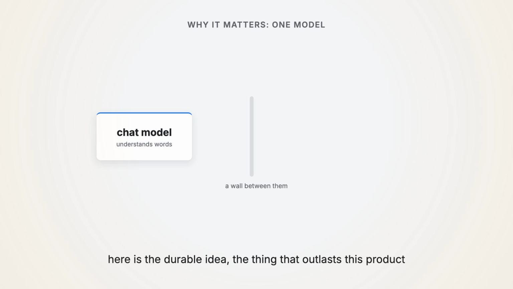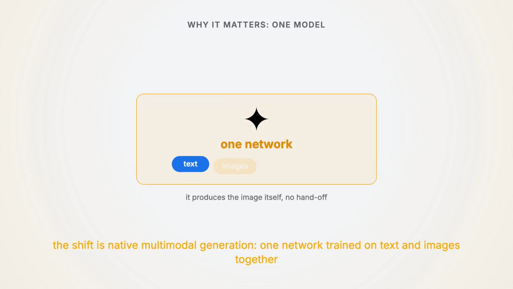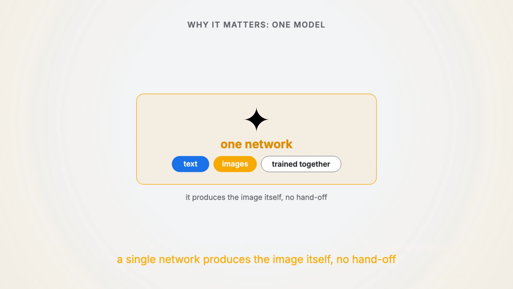Here is the durable idea, the thing that outlasts this product. For a long time, getting an AI image meant 2 separate systems in a relay. You talked to a chat model, and it handed your request off to a completely different image-making program, strangers passing a note. The shift Nano Banana represents is called native multimodal generation. Instead of phoning a separate image app, a single network is trained on text and images together from the start, and produces the image itself. Google's framing is that the model uses deep language understanding to capture the nuance of your prompt, and makes images that follow real-world logic thanks to its reasoning.